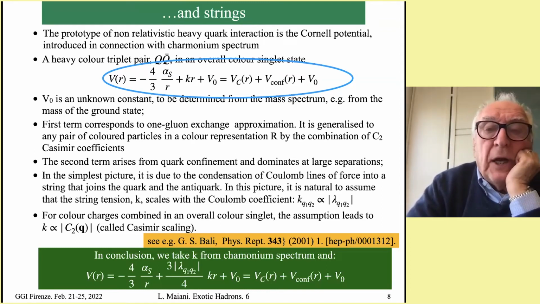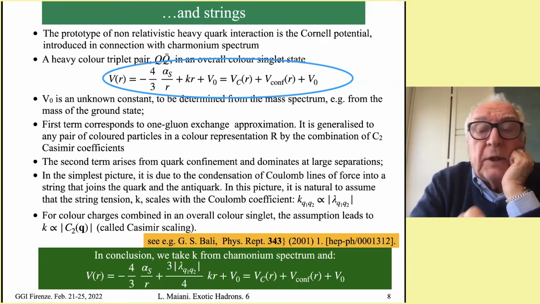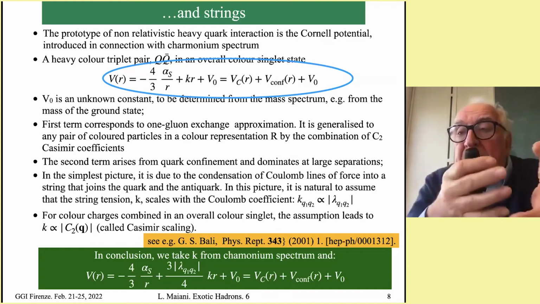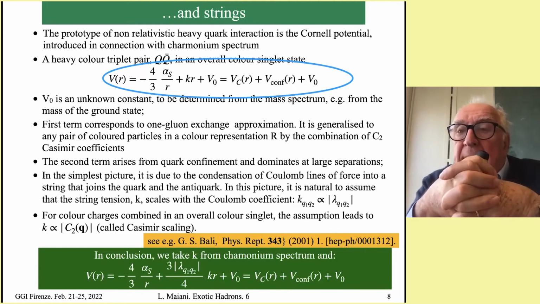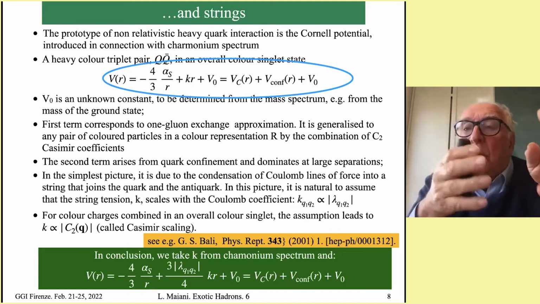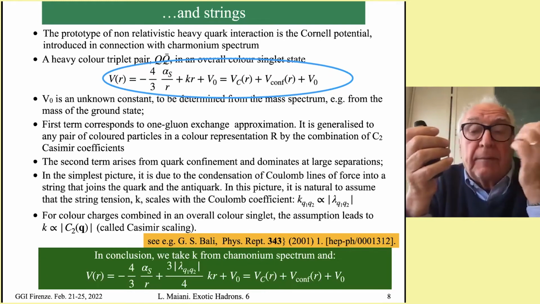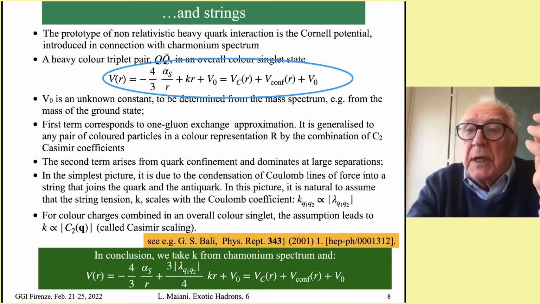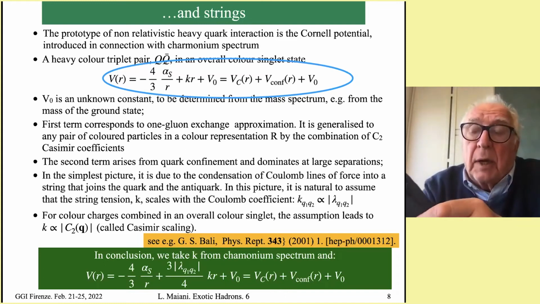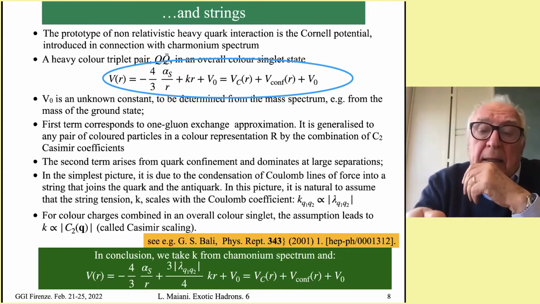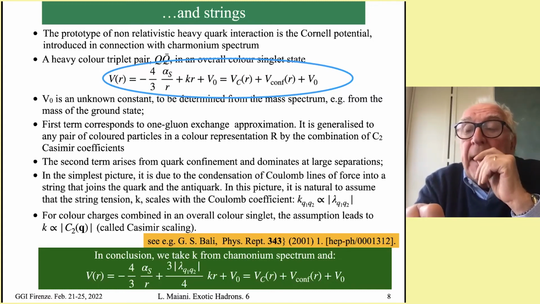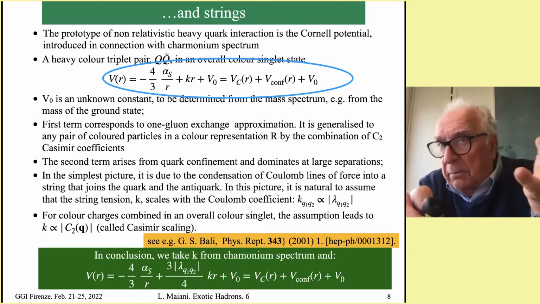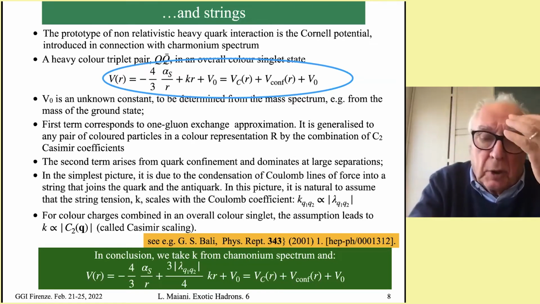But that is not the only point. The point is, what is the value of kappa in complicated cases like the one that we have just discussed, in which you have QC or Q bar C bar, etc.? And there is one rule which is supported by lattice gauge calculation, which is to say that the coefficient of kappa is the same as the absolute value of the Coulomb coefficient. This is called Casimir scaling, because it's a Casimir combination that gives you that.